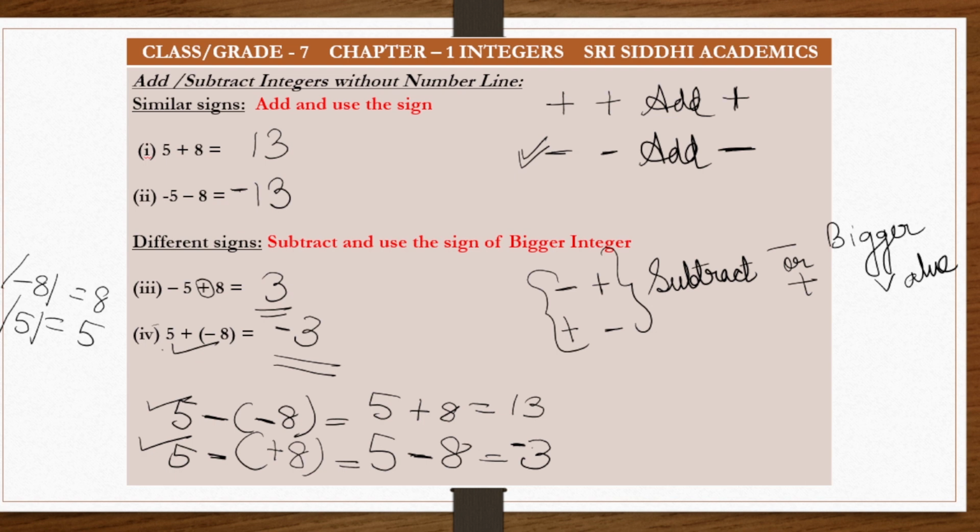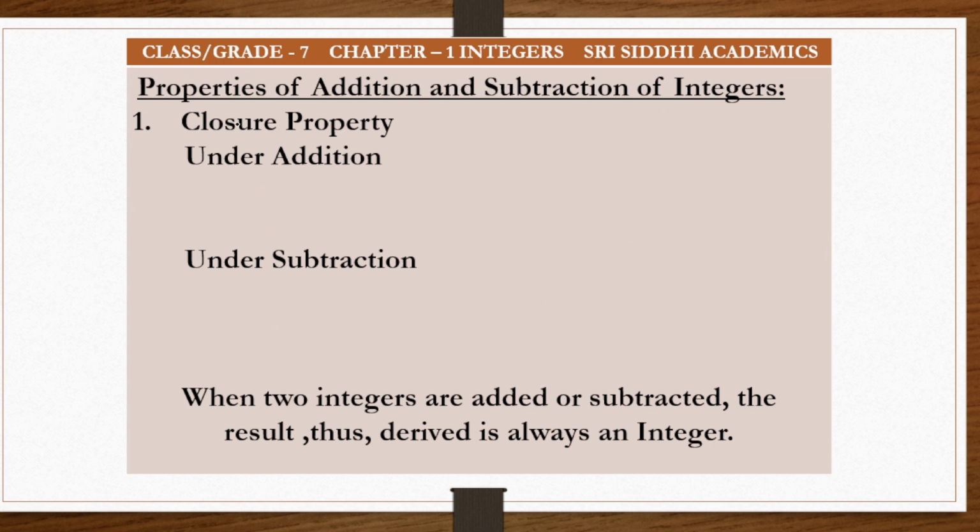Let's do that. This closure property. Now, what does closure property ensure? Closure property ensures that whatever addition or subtraction we do, the resultant answer that we derive is always an integer. See, I have written over here, when two integers are added or subtracted, the result thus derived should always be an integer. That is what closure property ensures. Yes, under addition it holds good, as also under subtraction.